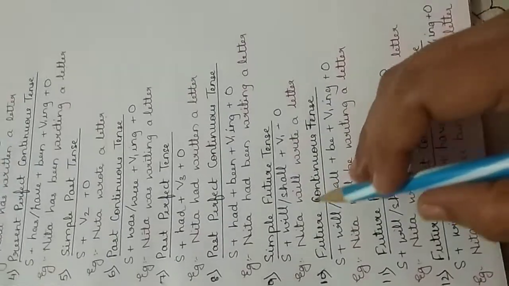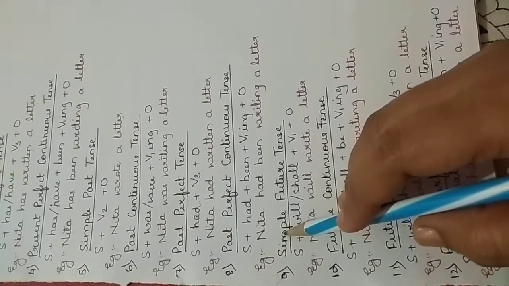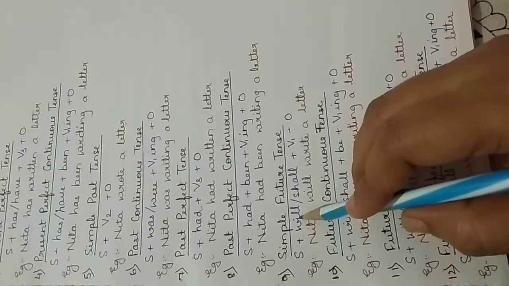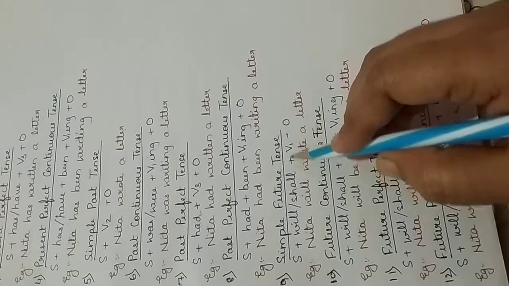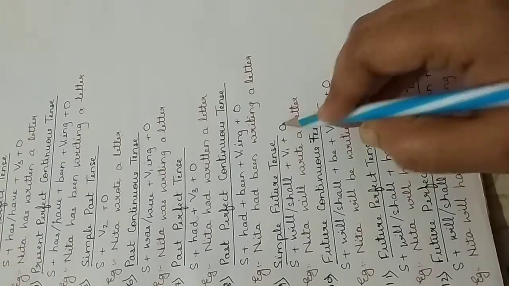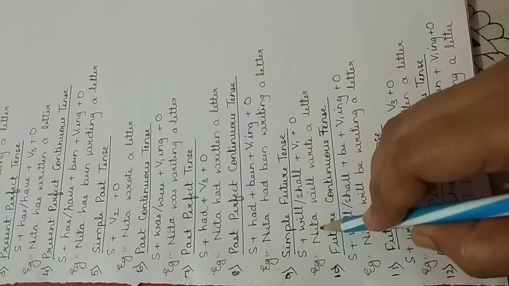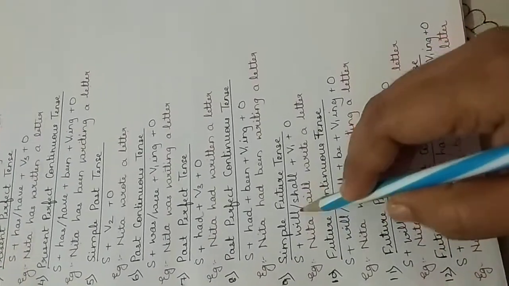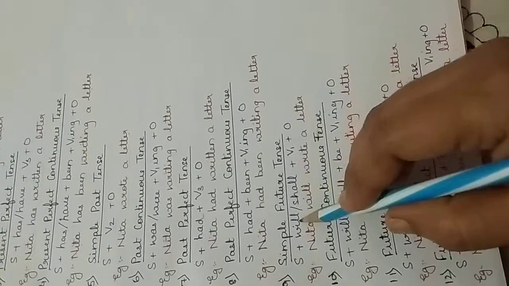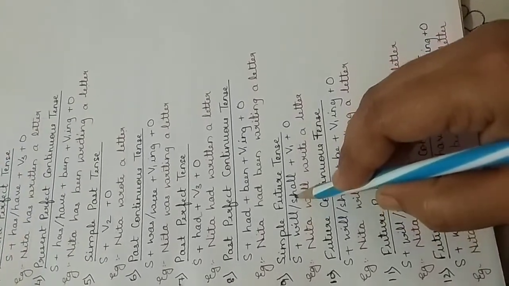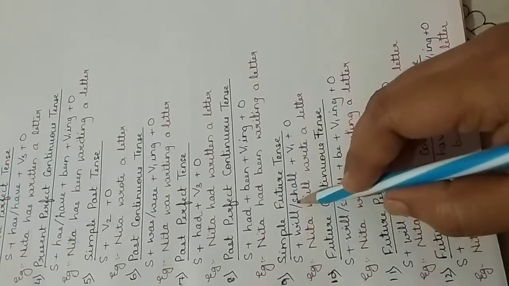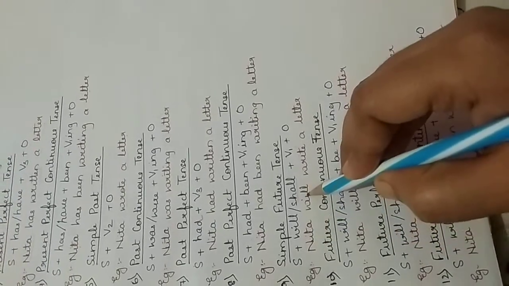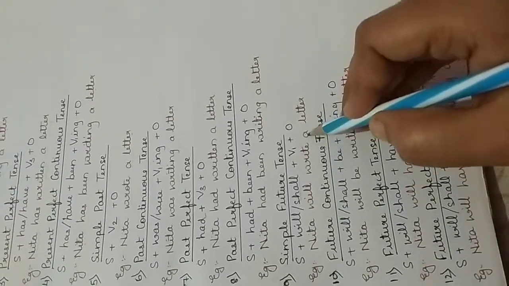Now let's move on to future tense. The ninth formula is simple future tense. The formula is subject plus will or shall plus v1 plus object. The example is Neeta will. We are talking about the future, that's why we are using will. We use shall when something is not sure. If something is not sure, we always use shall. So here we have Neeta will, v1 form, write a letter.